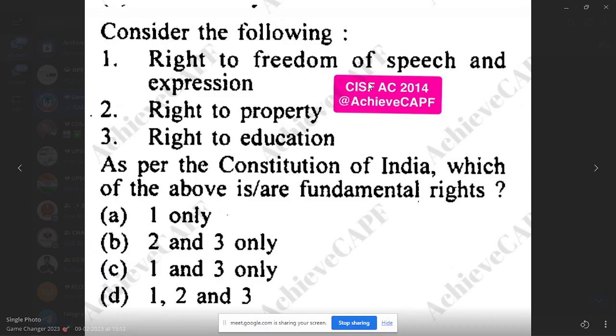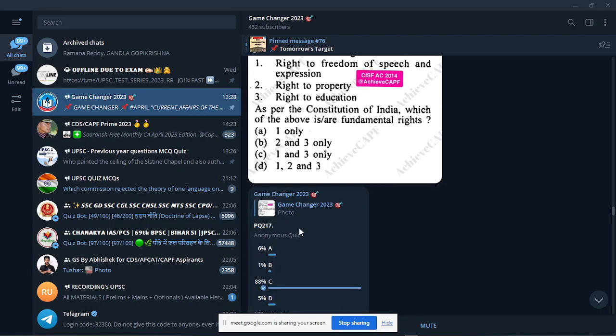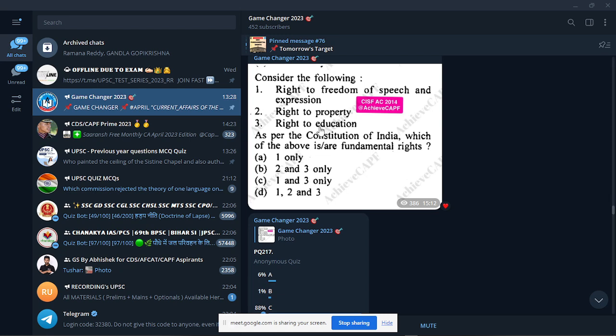Consider the following: right to freedom of speech and expression, right to property, right to education. As per the Constitution of India, which of the above are fundamental rights? One, and C, 1 and 3. Right to education, right to freedom of speech and expression.